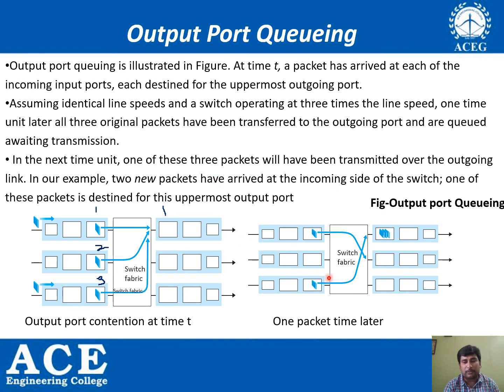Now the next scenario is at time 1. At the next time you find two more packets, one from input port 1 and a second one from input port 3, and input port 3 is again trying to transmit to output port 1. Here already two packets are in the queue, so this adds up and now it becomes 3, because one of those packets will be transmitted out, and again this adds to the queuing at output port 1. So this is what output port queuing is, and this is how the queuing mechanism is implemented at the input port and output port.